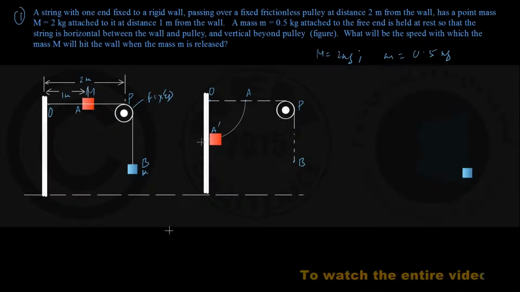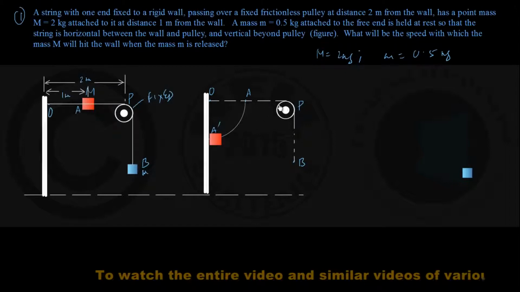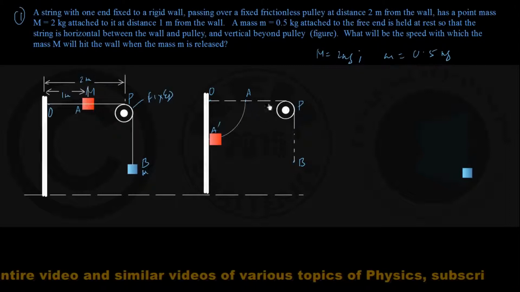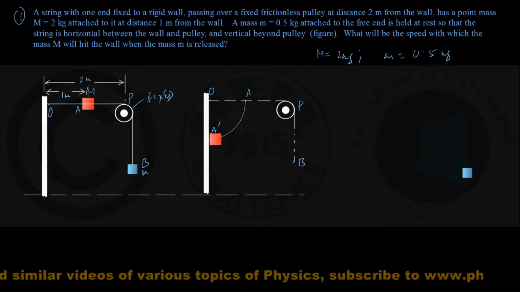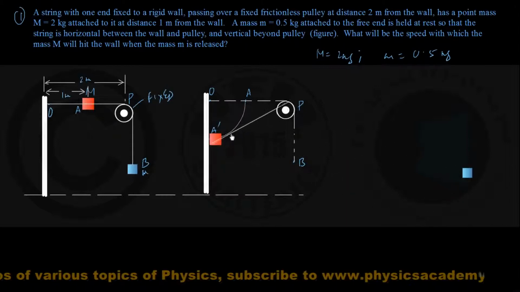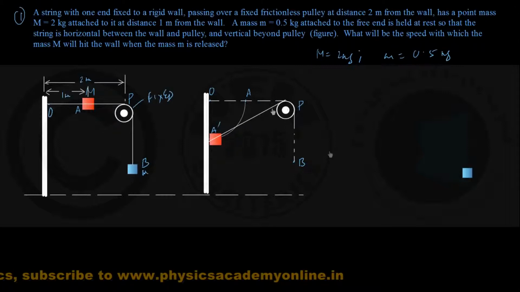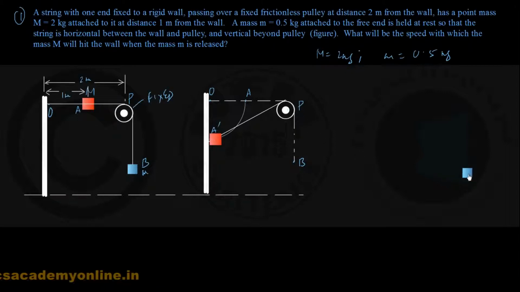And as you can make out, the length AP has now become much larger because the string has come so much from the point A to the point A dash. It's obvious this length A dash P is much larger than the length AP, and therefore this length PB also has decreased. In other words, the block small m that was initially here has come up to this new position that I'll be calling B dash, isn't it?